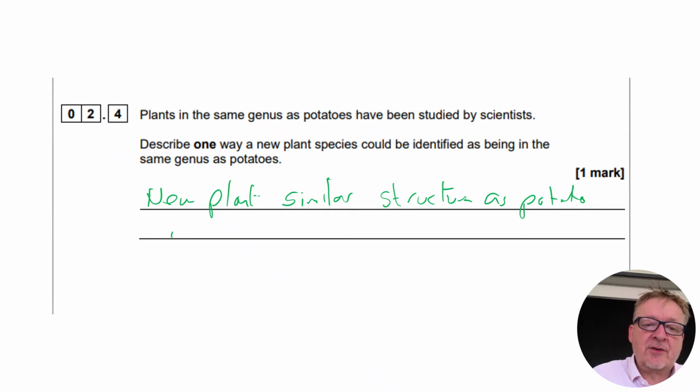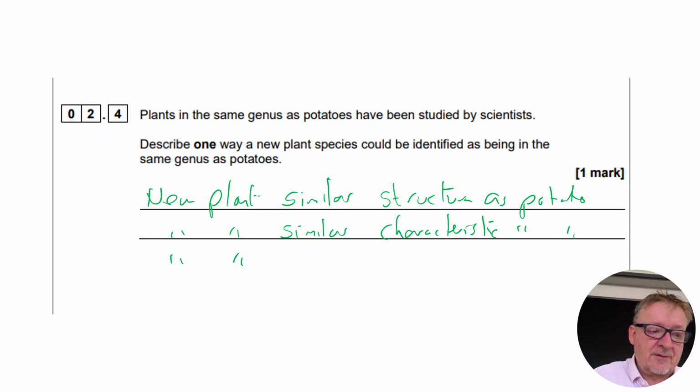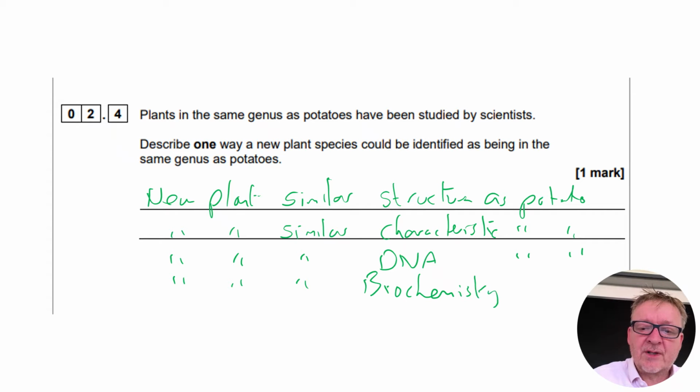We could also have a new plant, I'm being lazy here now, don't you do this, that could have similar characteristics, like the same shaped leaf, same sort of flowers as potato. A new plant could have similar DNA as a potato. A new plant could have similar biochemistry. That's probably the hardest one to think of. But the best ones on there are similar characteristics, like the same shaped leaf, same height, same type of flower when it flowers.